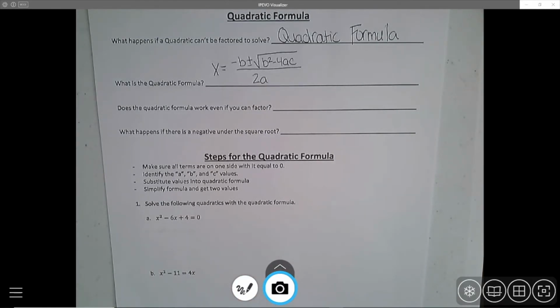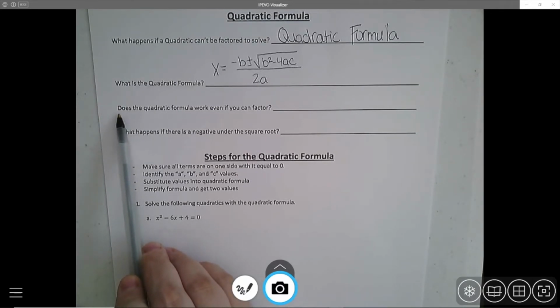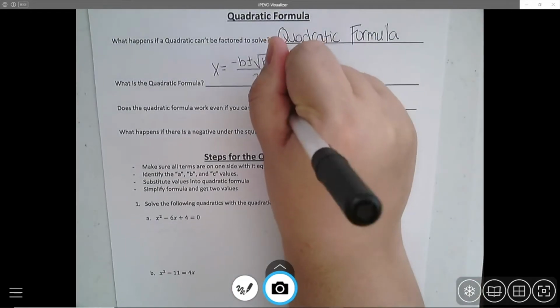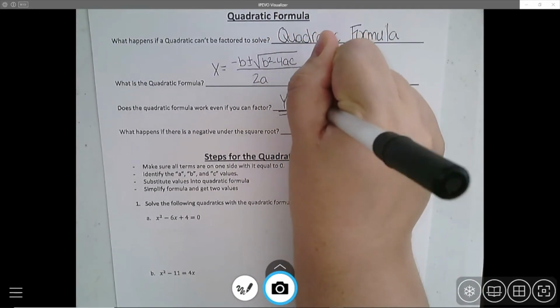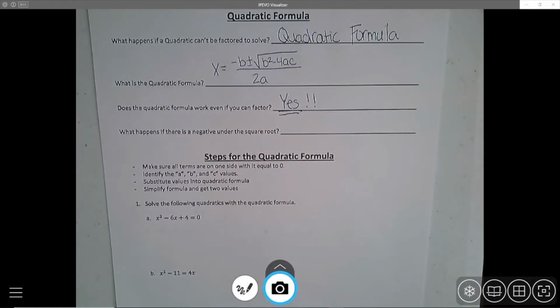And like I said, it is given to you on some formula sheets, so it's not always necessary to have memorized. This third question I've already answered here at the beginning, something that was neat about it. Does the quadratic formula work even if you can factor? And the answer is yes. This quadratic formula always works to solve. It's a nice way to solve because sometimes you're not sure if it can factor, or there are big numbers, so you can always go to this step first.